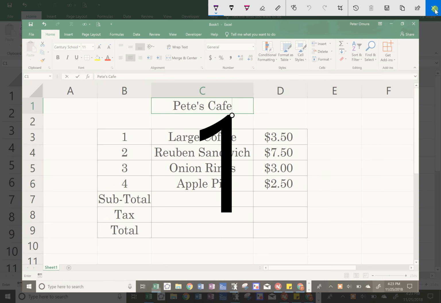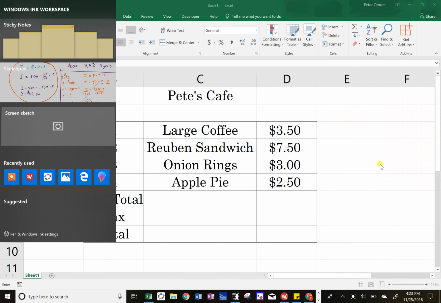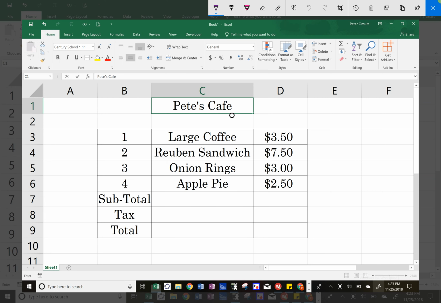So I'm gonna do a video on tax and tip, and out of all the things you'll learn this year, this is probably the most useful one, right? So let's say I go to a cafe, Pete's Cafe, as you can see here, and I order a large coffee for $3.50, a Reuben sandwich for $7.50, and onion rings for $3, and apple pie for $2.50.